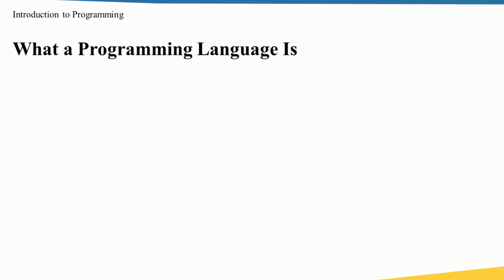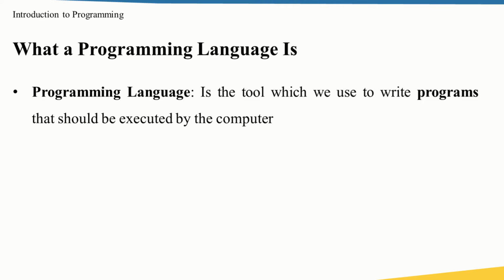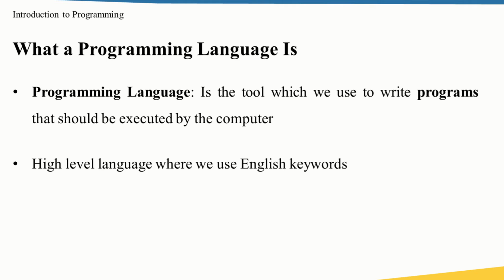To overcome this issue, people have developed what we call high-level programming languages. So a programming language is a tool which we use to write programs that should be executed by the computer. I mentioned that these programming languages are high-level because in them we use English keywords to communicate with computers. And I know that right now, the logical question that comes to your mind is how the computer can understand English keywords if it understands only 0 and 1.